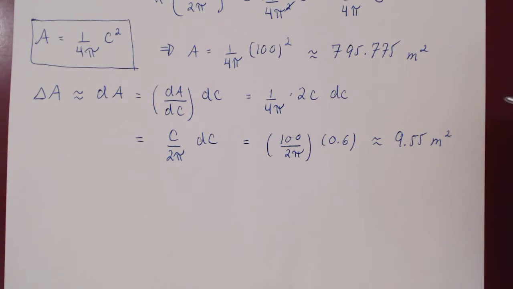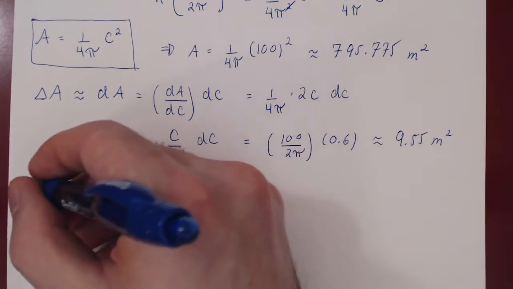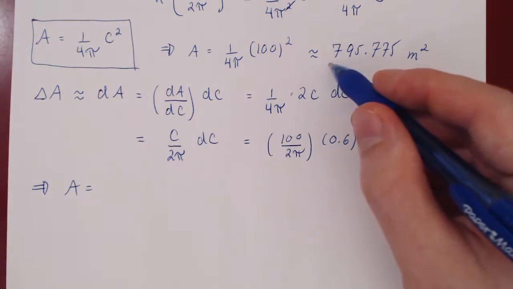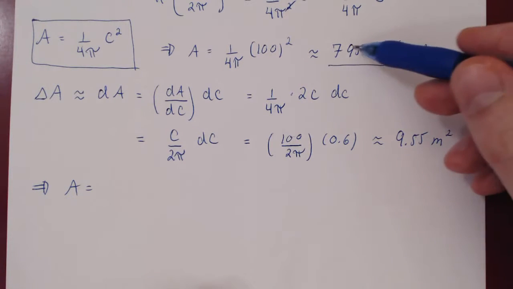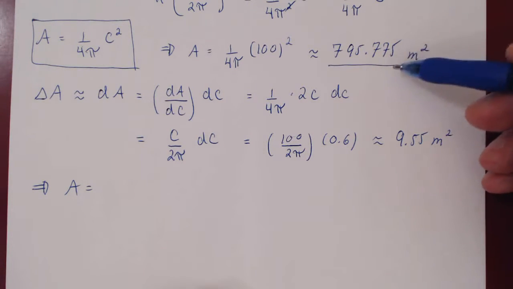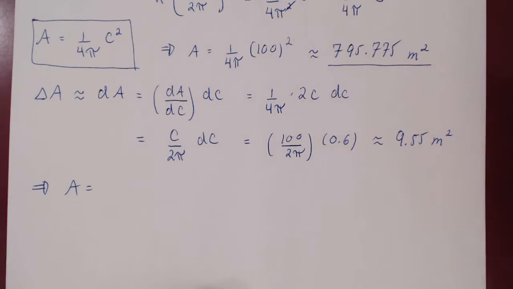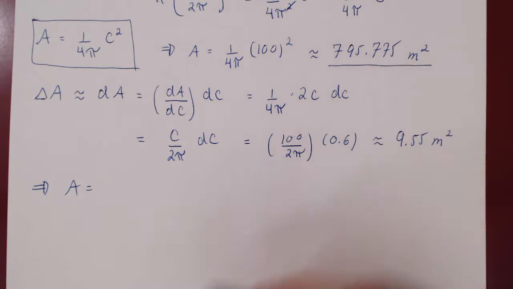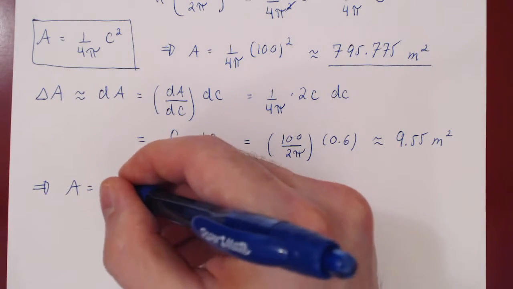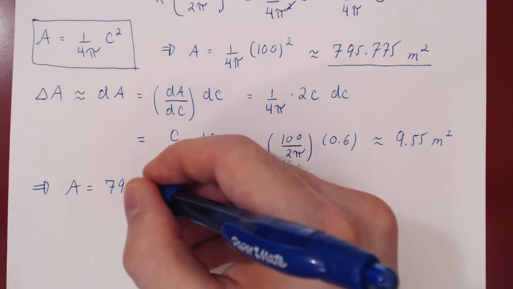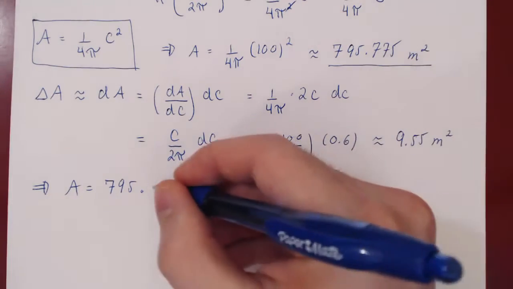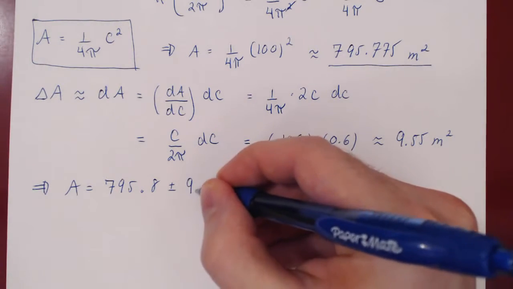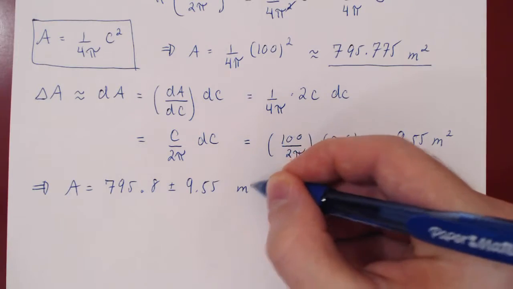And now we can write down our final answer for the area with uncertainty. So the area is equal to, this was our value, 795.775, so we could say 796 if you want. Or you can even keep these, doesn't really matter. Let's go with 795.8 plus or minus an uncertainty of 9.55 meters squared.